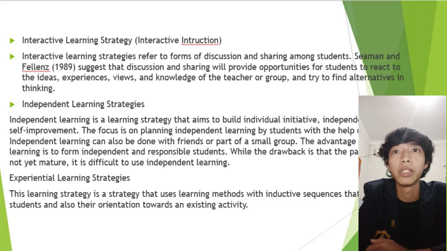And then independent learning strategies. Independent learning is a learning strategy that aims to build individual initiative, independence, and self-improvement. The focus is on planning independent learning by students with the help of teachers. Independent learning can also be done with friends or as part of small groups. The advantage of this learning is to form independent and responsible students. While the drawback is that if the participants are not yet mature, it is difficult to use independent learning.